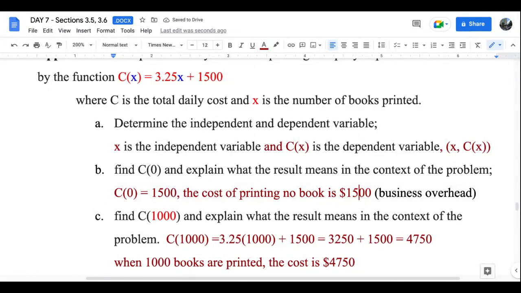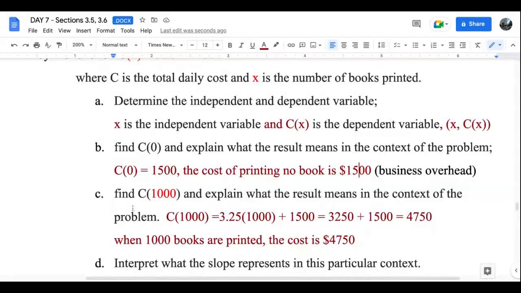That's overhead. C, find the C of 1000. We change x to be 1000 books being printed, right? So that's 3.25 times 1000 plus 1500. So that's 4750. So if the shop prints 1000 books, that would cost them 4750.